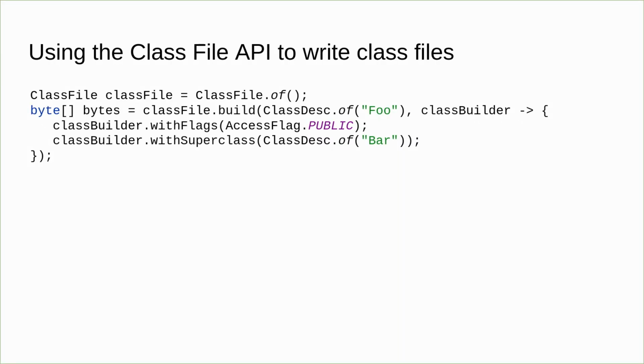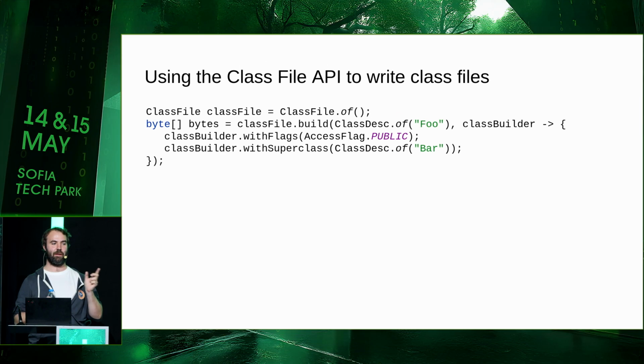How are we doing this? We will say ClassFile.of, which creates an empty class file. Now we will say build. And now we will supply a class description, which is foo. And then we will be passing a builder where we can say, okay, this class, we want public flags. We want to have the class public, because by default, everything is set to the default. The default visibility in Java is package private.